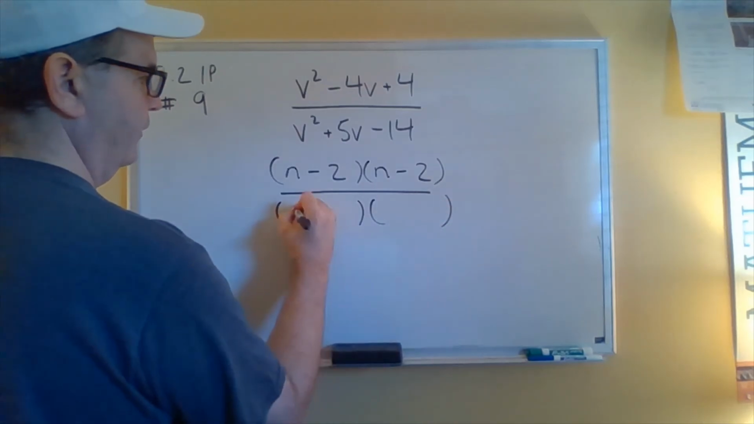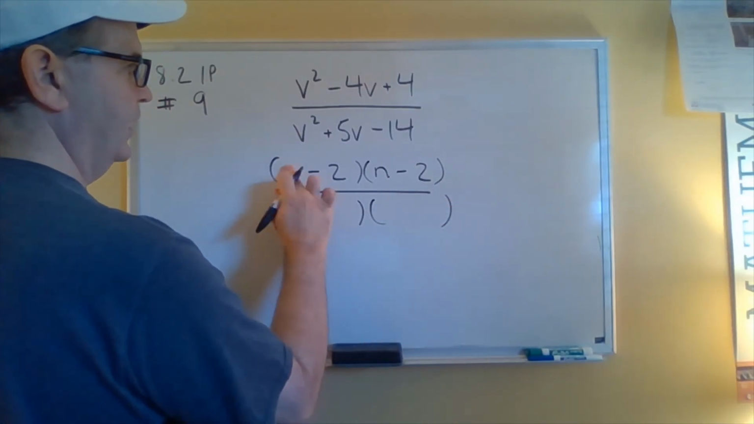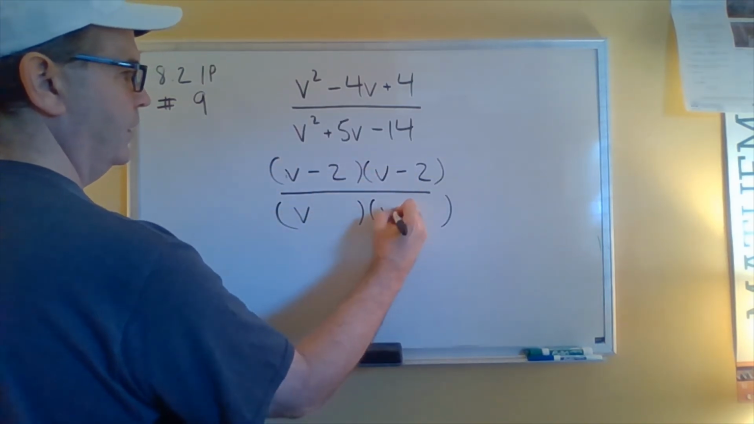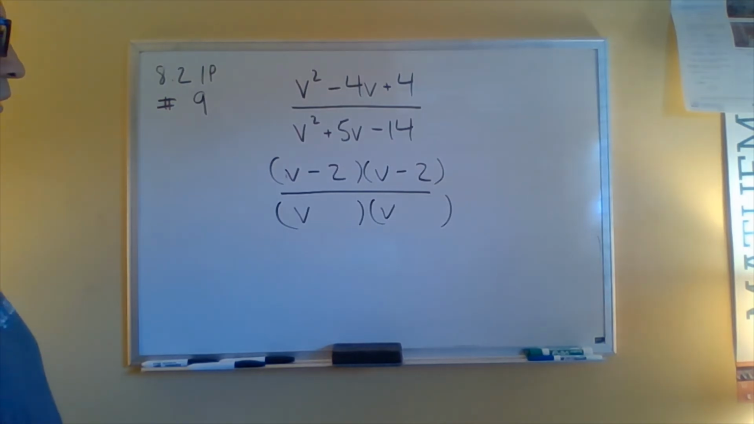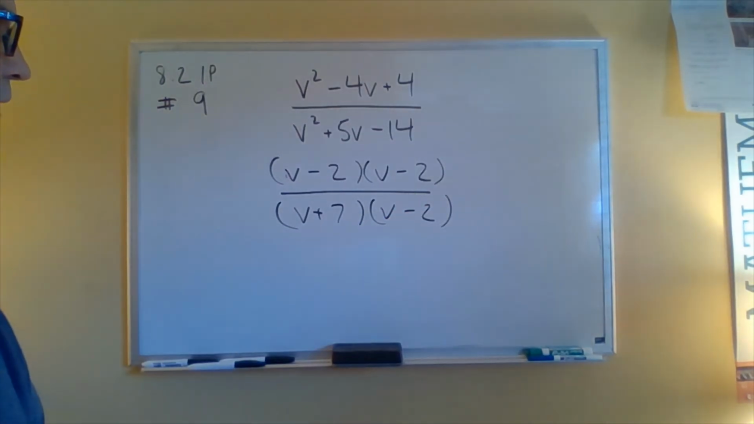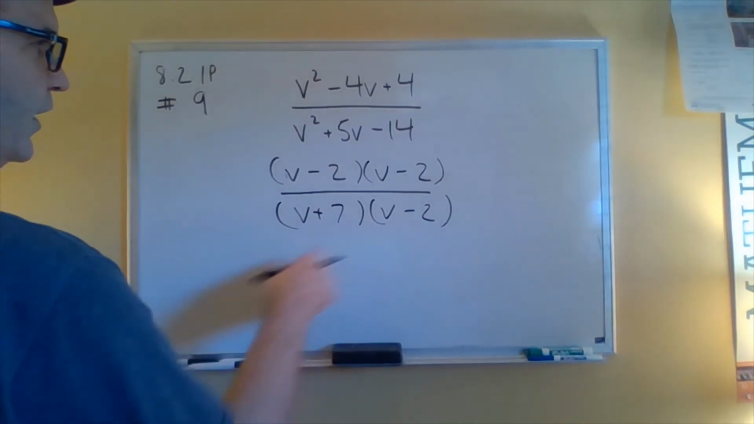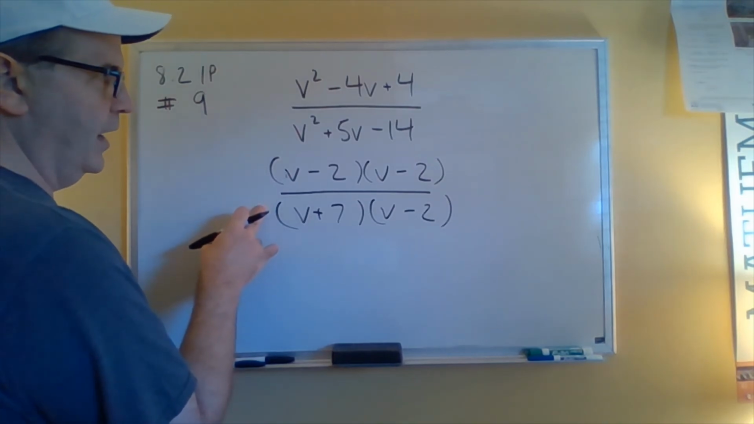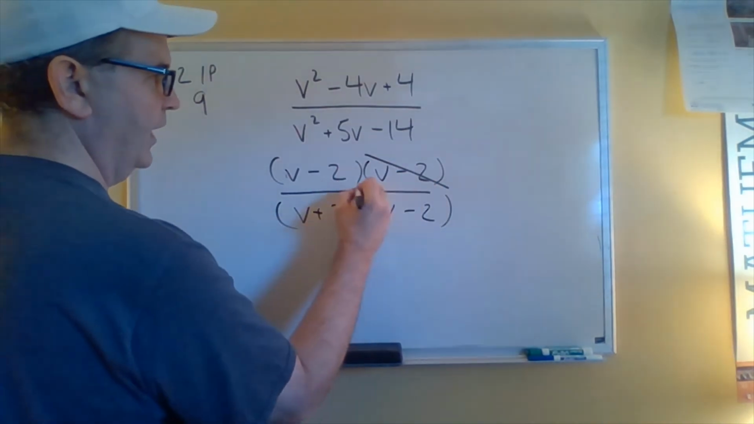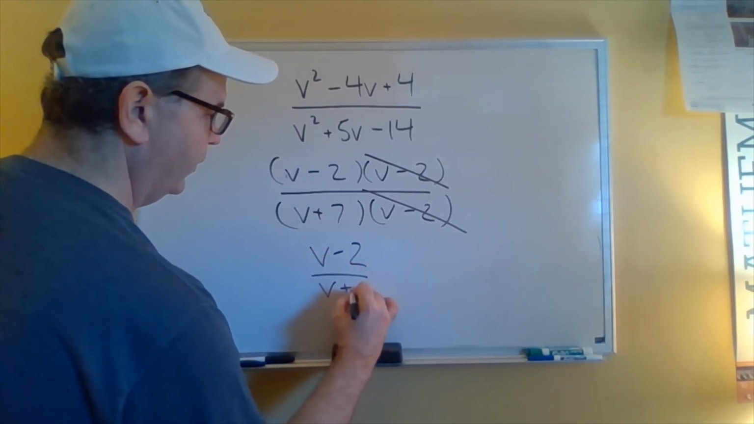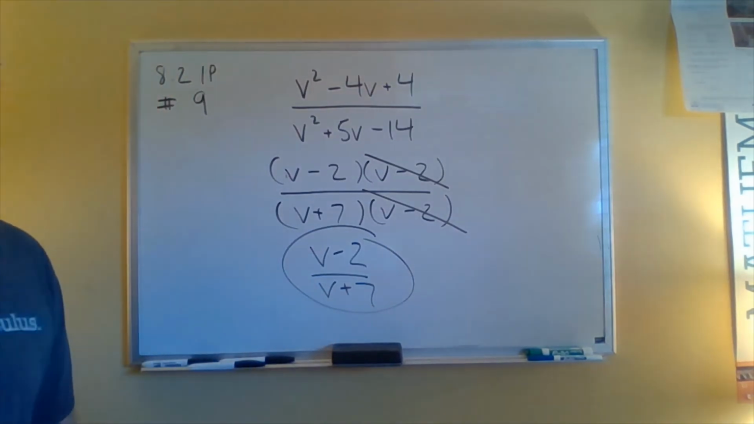How about on the bottom? Can I factor that? I don't know why I'm writing n's. V. The two numbers I can multiply together to get negative 14, and when I add together, get a positive 5. Looks like that would be 7 and negative 2. Positive 7 times negative 2 is negative 14. When I add positive 7 and negative 2, I do get a positive 5. So this is my factored versions of both the numerator and denominator. I can cancel the factor v minus 2 out of both. I'm left with v minus 2 over v plus 7 as my answer to number 9.